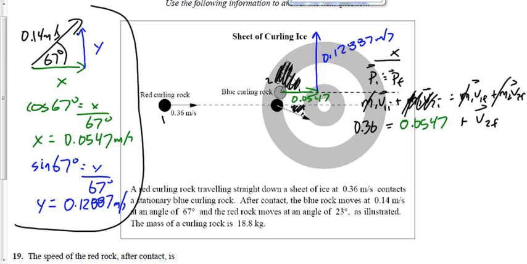That angle, 67 degrees, that speed, 0.14 meters per second, is gone. It's replaced with 0.05 and 0.12. I need the 0.05 this time because green is horizontal for me. When I go to the other one, the y component, I'll use the other one, the blue one, because that's the y component. V2F works out to be 0.36 minus 0.05, 0.31, 0.3053.